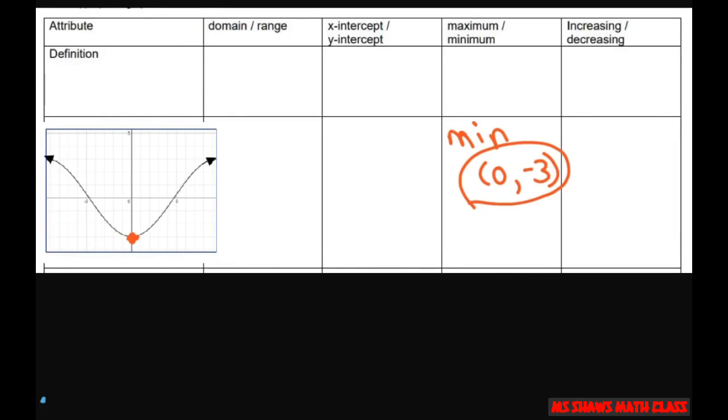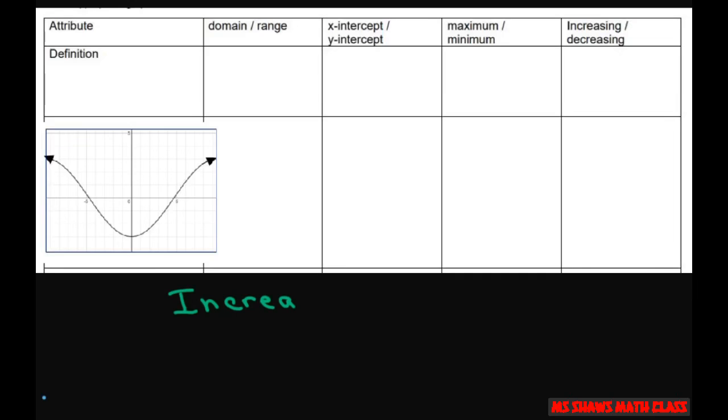All right. And now let's talk about increasing and decreasing. So let's do increasing. So at this point, it's not increasing, but just a little bit after, it starts increasing right here. So we're starting at 0 and we're going to infinity. So you're going to write 0 to infinity like that. That's where it's increasing. It can't equal 0 because that's a point. In fact, that's our minimum.